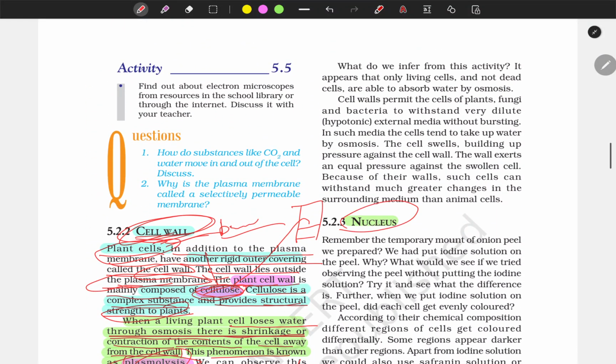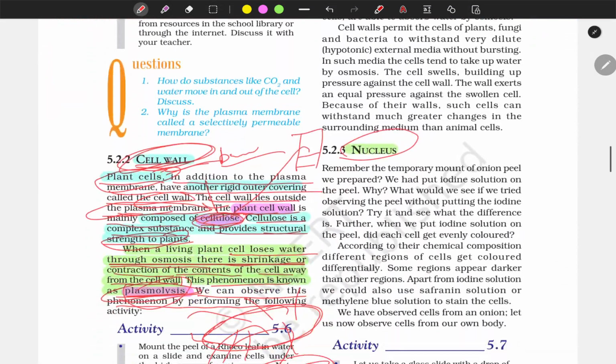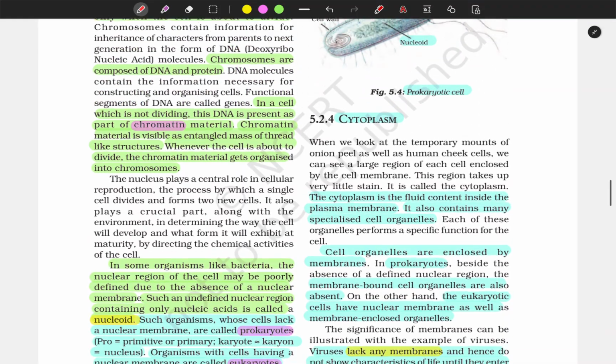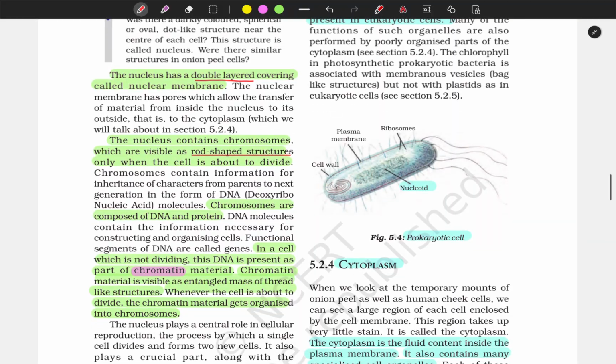Now let's discuss the nucleus. What is a nucleus? The main role of the nucleus is division of the cell. The nucleus has a double-layered covering called the nuclear membrane.